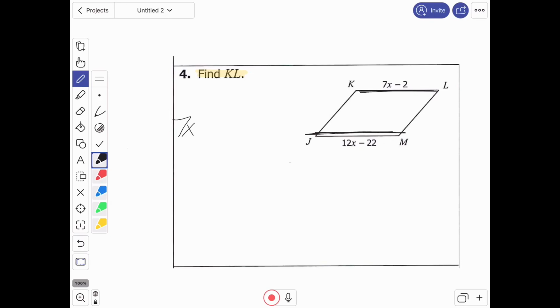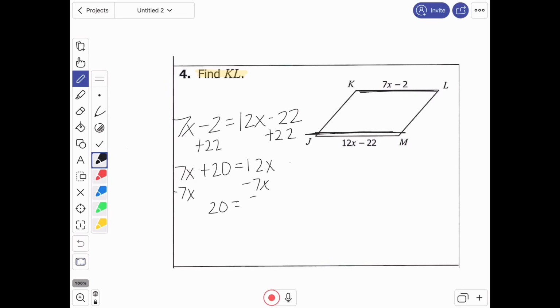So I have 7x minus 2 equals 12x minus 22. Okay, and I saw some people add 22 to both sides, and you get 7x plus 20 equals 12x. Then you would subtract 7x, and 20 equals 5x. Now some of you got negative 20 equals negative 5x. That's completely fine, because when you divide by 5, or if you had negative 20 over negative 5, you should still get the same answer of x equals 4.